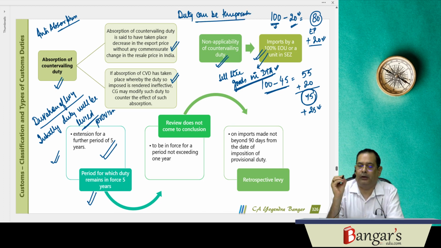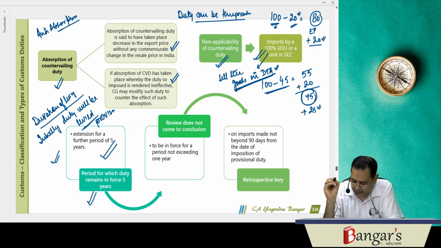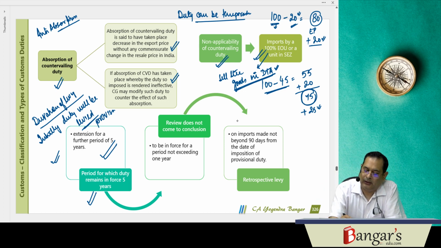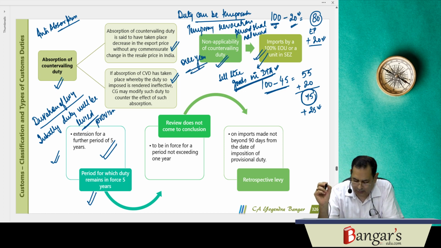The temporary revocation period shall not exceed 1 year.